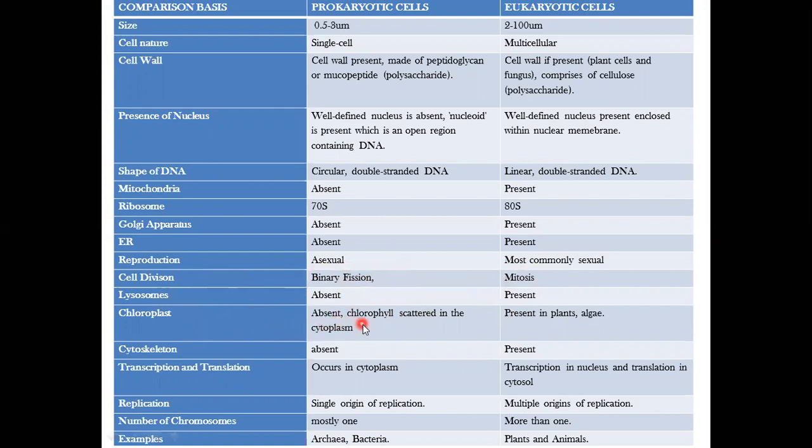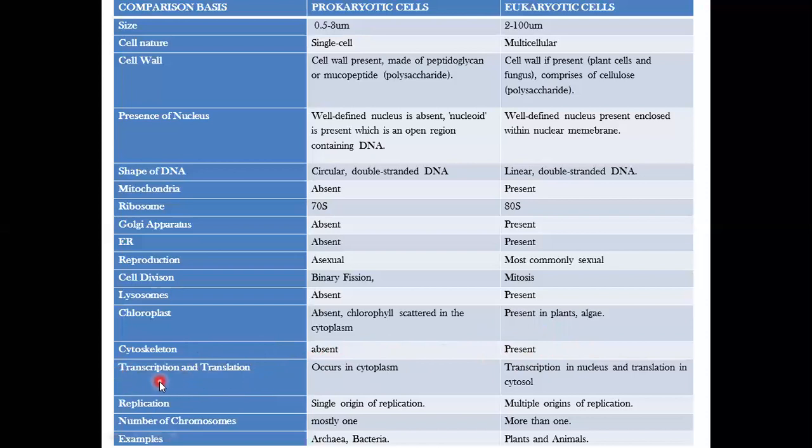Chloroplast is absent in prokaryotes, and the chlorophyll sometimes present is scattered in the cytoplasm. Chloroplast is present in plants and algae, which are eukaryotes. Cytoskeleton, which is the internal skeletal system of the cell, is absent in prokaryotes, and it is present and well developed in eukaryotes. Next, transcription and translation.